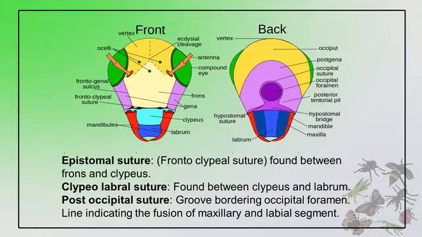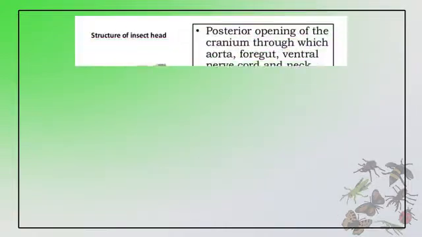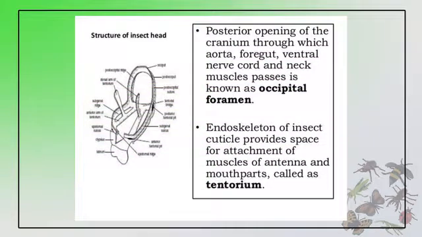Third one is the clypeolabral suture, found between the clypeus and labrum, that is the upper lip. And the post-occipital sutures are grouped bordering the occipital foramen, a line indicating the fusion of maxillary and labial segments. Two more important structures are here: the occipital foramen, a posterior opening of the cranium through which the aorta, foregut, ventral nerve cord and neck muscles pass.